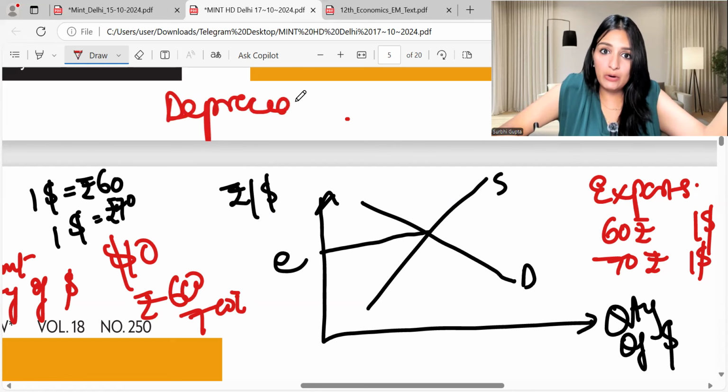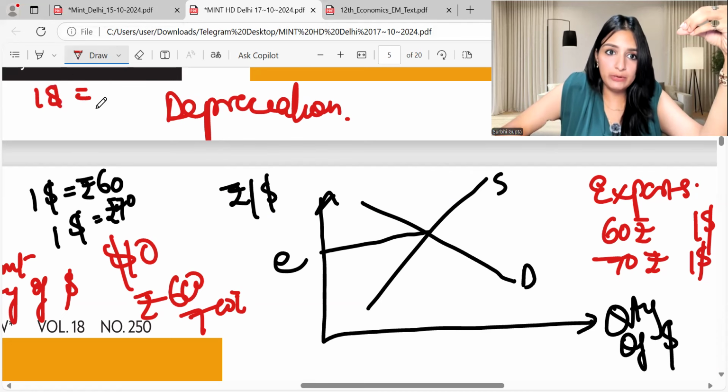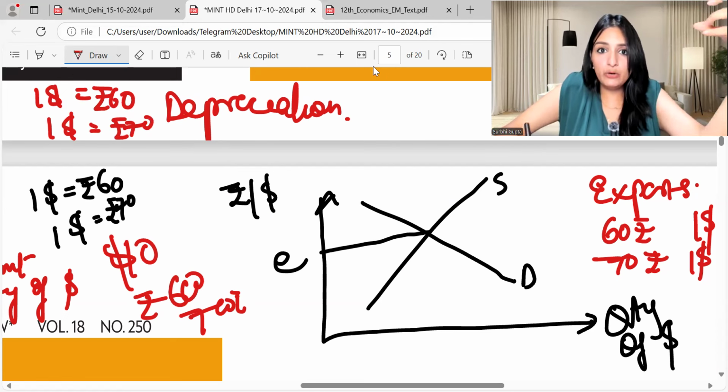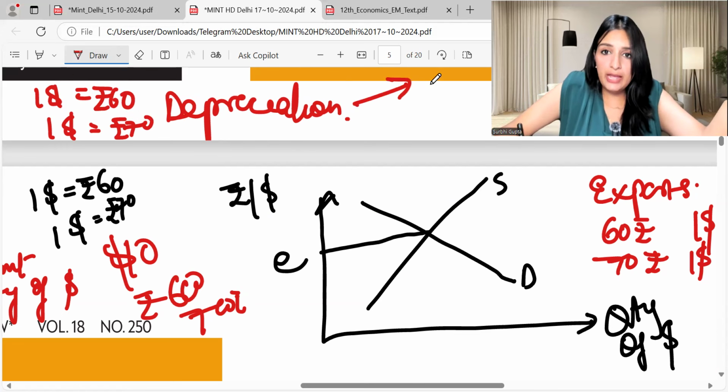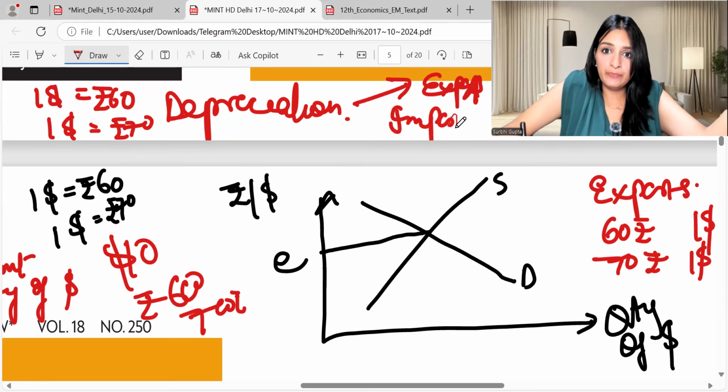So when depreciation happens in an economy, the value of rupee is depreciating: first $1 is equal to rupees 60, now $1 is equal to rupees 70. That means rupee is getting depreciated. When rupee gets depreciated, Indian exporters export more because it's beneficial, whereas importers are discouraged.